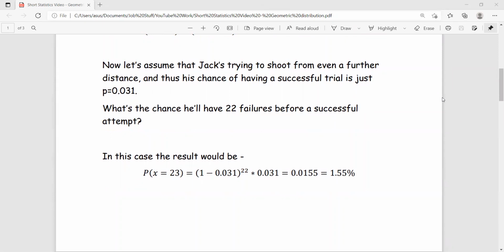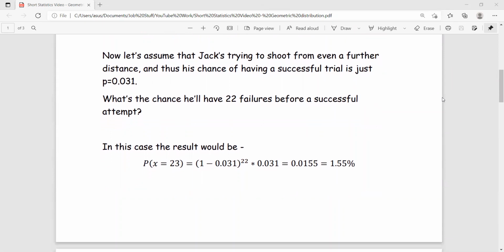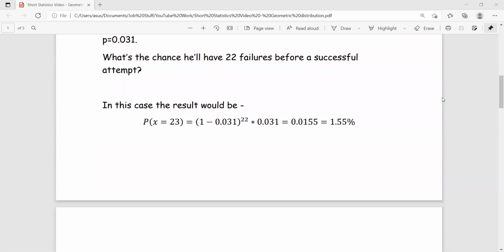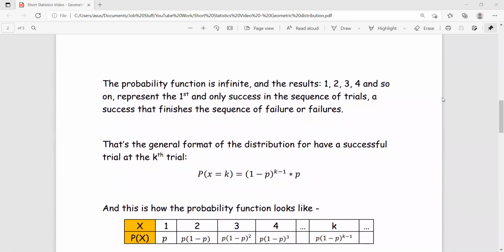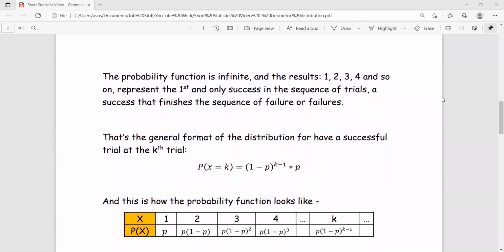Now let's assume Jack is trying to shoot from even further distance, and thus his chance of having a successful trial is just 3.1%. What's the chance he'll have 22 failures before a successful attempt? Well, in this case, we're talking about the 23rd time, which will be a successful time, which means 1 minus 0.031 to the power of 22 times 0.031 for the last successful attempt. Altogether, it's 1.55%.